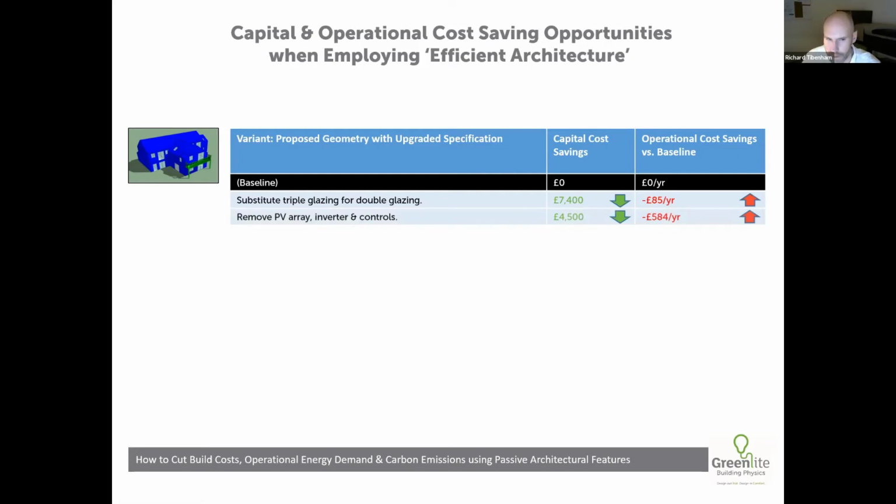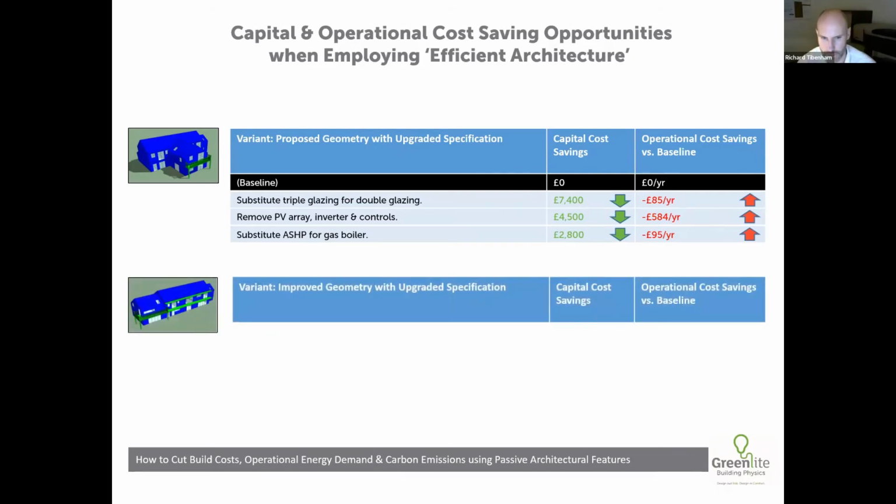We could remove the PV array. That'd save you about £4,500 in capital cost, but your operational costs would rise by £584 per year. And we could substitute the air source heat pump for a gas boiler. It would save £2,800 on the build, but we'd also increase operational cost by £95 a year.